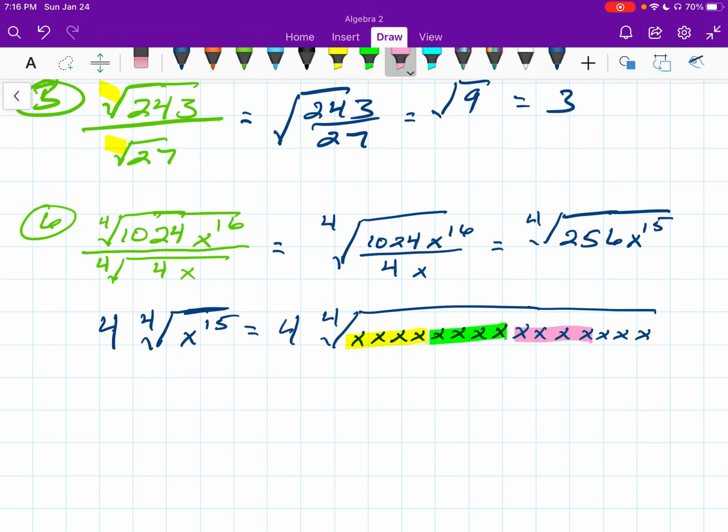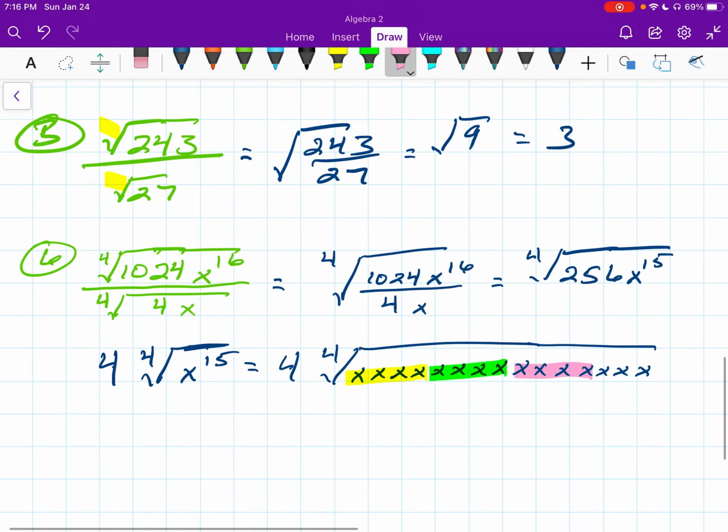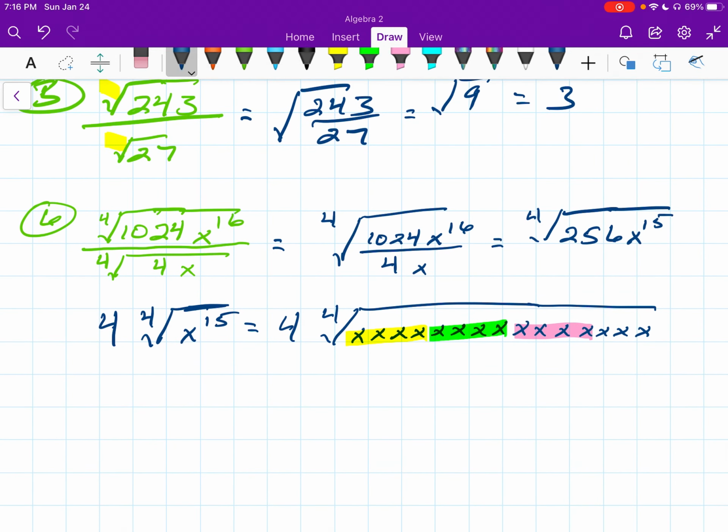Actually, did I do that correctly? I have 4, 8, 12, 13, 14, 15. Yeah. All right. So I can have 3 that come outside, so I'm going to have the 4 times x to the third, because 3 x's came outside, and then I have the fourth root of x cubed. Normally we take the multiplication symbol out, and our final answer is going to be 4x cubed, the fourth root of x cubed. And that's our answer.